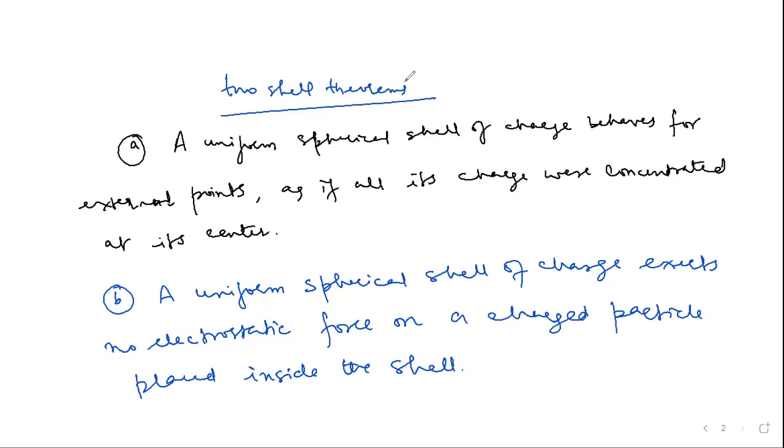I repeat the statement. First theorem says a uniform spherical shell of charge behaves for external points as if all its charge were concentrated at the center. And the second one says a uniform spherical shell of charge exerts no electrostatic force on a charged particle placed inside the shell. I will first explain them, then we will prove these two results, these two theorems, shell theorems, using Gauss's law.